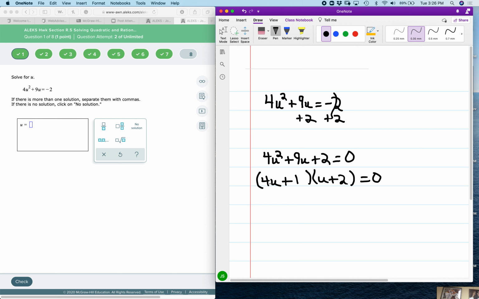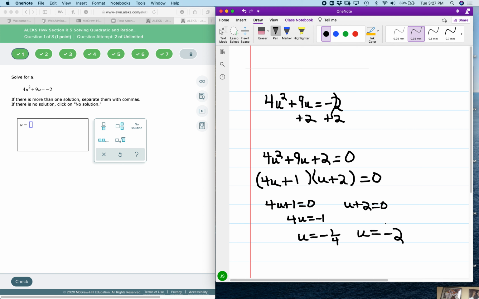Again, if you FOIL out, we have 4u squared. Outside product, we have 8u. Inside product, we have 1u. So they add up to 9u. Last product, we have 2. So we have 4u plus 1 equal to 0. Now we have 4u equal to -1, and we have the first solution, -1/4. And as for u plus 2 equal to 0, we have that u is equal to -2.